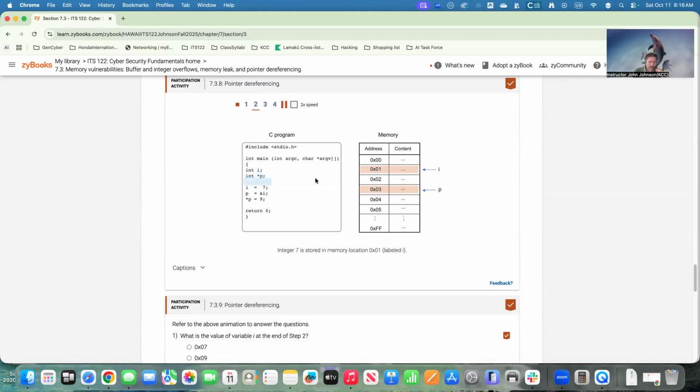Now we go to the next step, I equals 7. At this point, we store the number 7 in I, and 7 in hex is 0x07, so it's stored as 0x07. Then the next step: the address of the memory location storing integer value 7 is stored in integer pointer P. Let's look at that really closely.